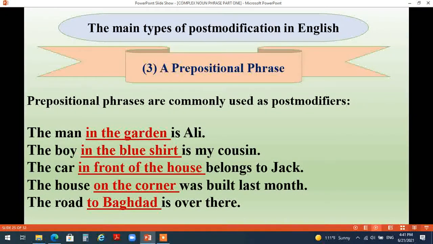For example, the man in the garden is Ali. In the garden is the prepositional phrase which is used to post modify the noun man. The boy in the blue shirt. Again, in the blue shirt, this is a prepositional phrase which is used to post modify the noun boy. The car in front of the house is a prepositional phrase which is used to post modify the word car. The house on the corner, again on the corner, is post modification in the form of a prepositional phrase. The road to Baghdad, here again we have a prepositional phrase which is used to post modify the noun road.